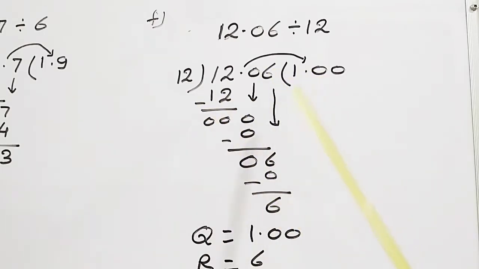12 zeros are 0. Then write the next digit 6 down. Again 6 is less than 12. So 12 zeros are 0. So quotient is 1.00 and 6 is remainder.